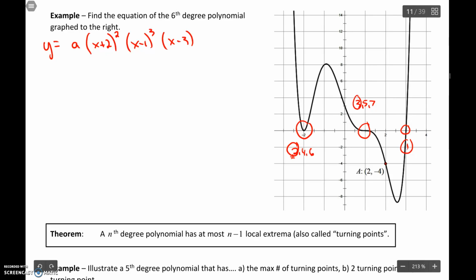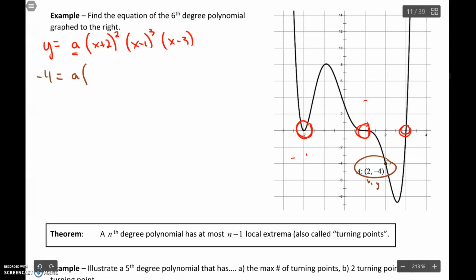Again, I need to find the a value, so I need to find a piece of information that is not on the x-axis. That piece of information is this point. That is an xy coordinate, so plug in the xy and find the a.